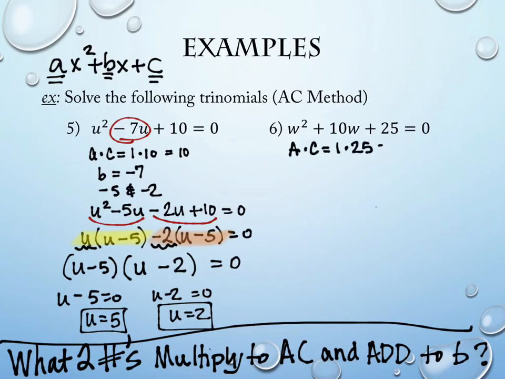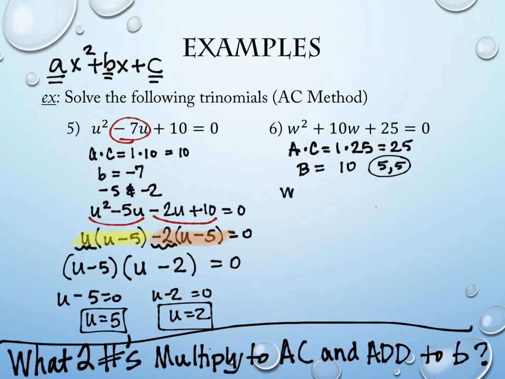1 times 25. And in this lesson, it's always going to be 1 times something. When you get to the next lesson, 2, 3, which is our continuation of polynomials, it's not always going to be 1 times something. It's going to be other numbers. So 1 times 25 is 25. And then what's B? 10. So I need two numbers that multiply to 25 and add to 10. Yeah, 5 and 5. Okay, so my two numbers are 5 and 5. Right, these are my magic numbers.